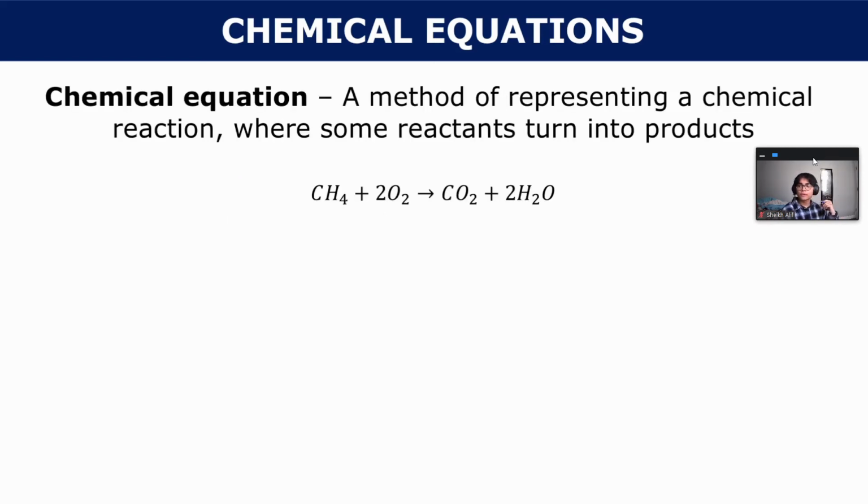All right, now we can move on to chemical equations. And chemical equations are a method of representing the chemical reaction where some reactants turn into products. So the stuff on the left-hand side are going to be the reactants, and the ones on the right-hand side are going to be products.